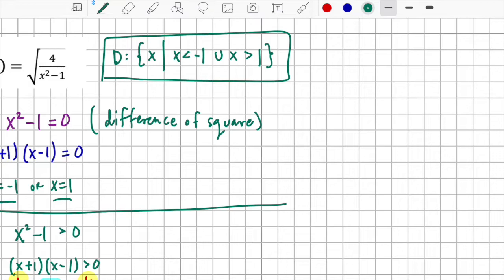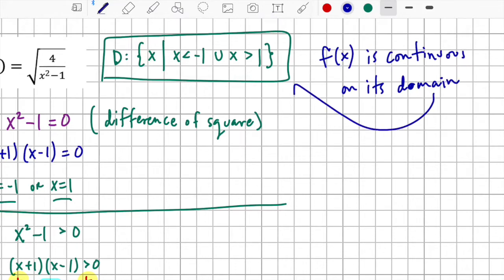So what that means is that since that is our domain, our function f of x is continuous on its domain, which is basically that.